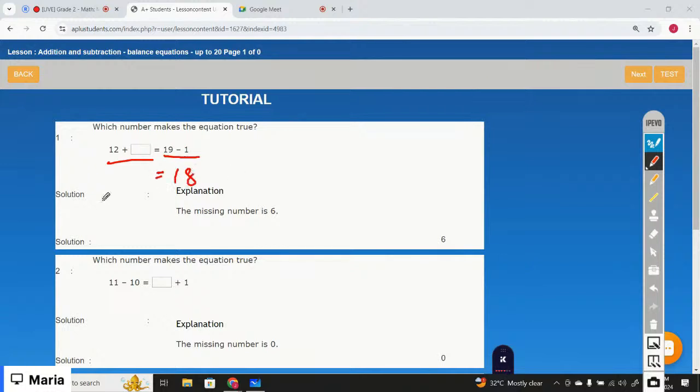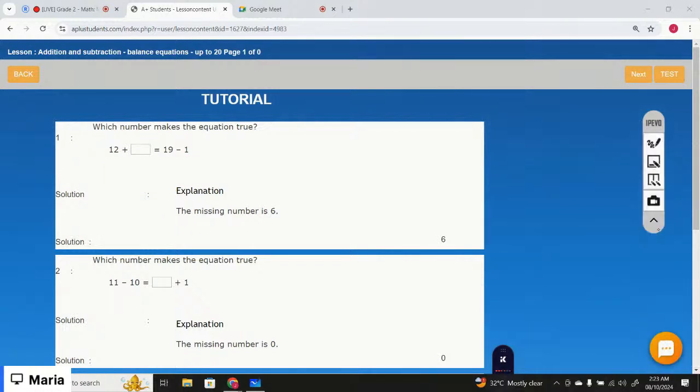So solve this side. 19 take away 1 is 18. Now you need to see which number when added to 12 makes 18, right? So you are given the options. You can check with different numbers. So 12 plus 6, when you add 6 to 12, they make 18, and that's how the equation is balanced because both sides of the equation have the same answer. Got it? Balancing means when you solve both sides of the equation, the answer is exactly the same. Got it? Okay, let's just start with the test questions.